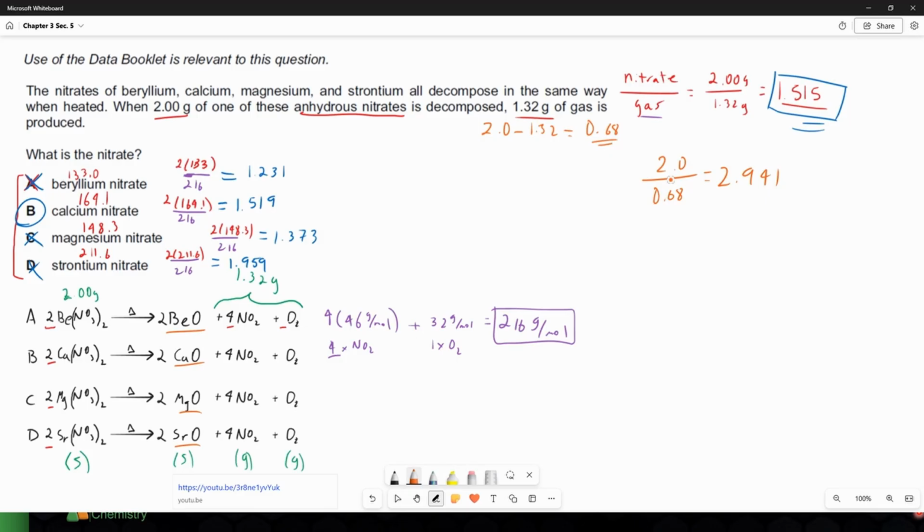2.941. Since the nitrate and the oxide have the exact same coefficient, a 2-to-2 ratio, we actually don't even need to multiply anything. If we use the mass of the group 2 oxide and make a ratio with the molar mass of the nitrate, whatever gets closest to this number will be your right answer. That's another way of doing this. Now, what's the downside to doing it that way?